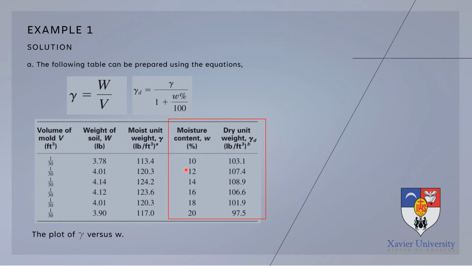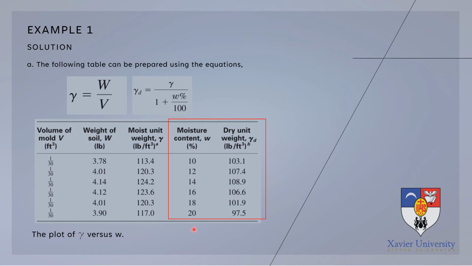We just moved the column for our moisture content next to our dry unit weight, so later on it would be easier for us to plot the curve. Since we already have our gamma wet, which is this column, and the values for our varying moisture content, we can now compute for our dry unit weight, which is equal to gamma wet over 1 plus moisture content over 100. These values are still in percentage, so that's why you have to divide by 100. From that, you will be able to get the values of your dry unit weight.